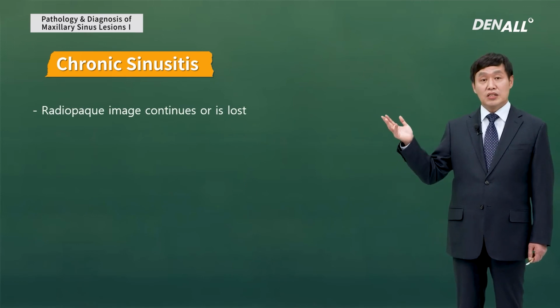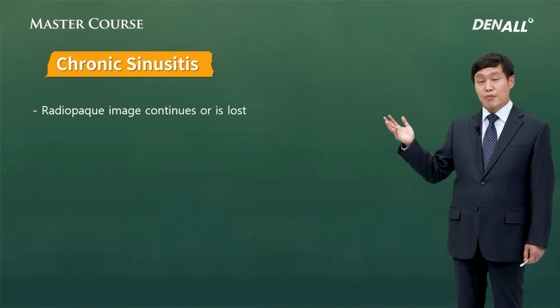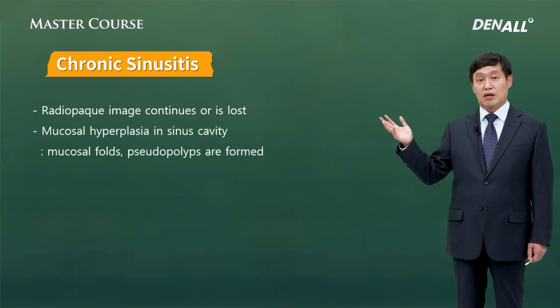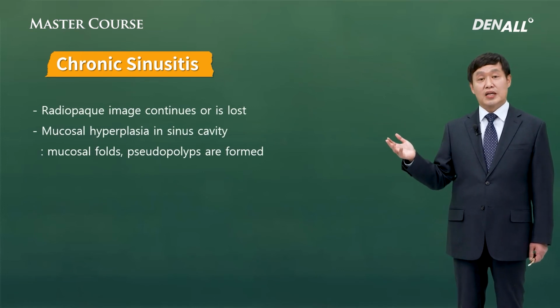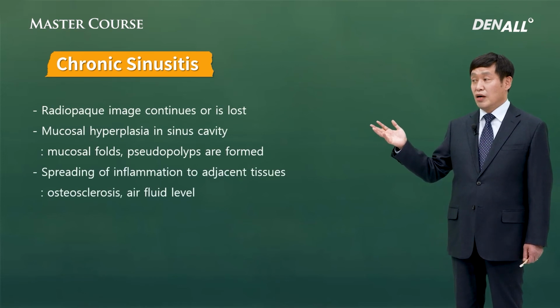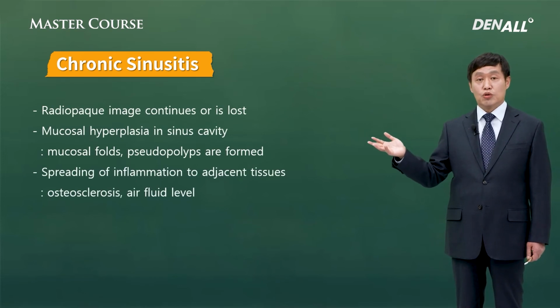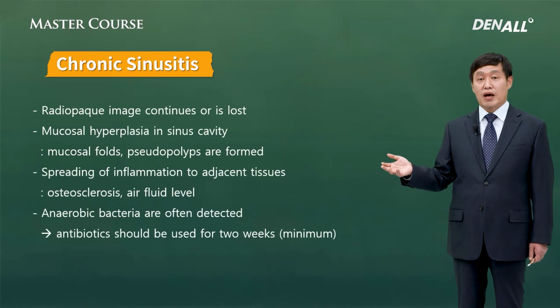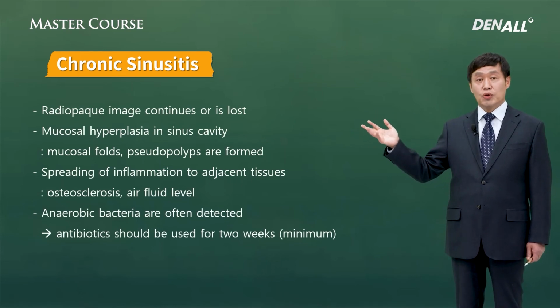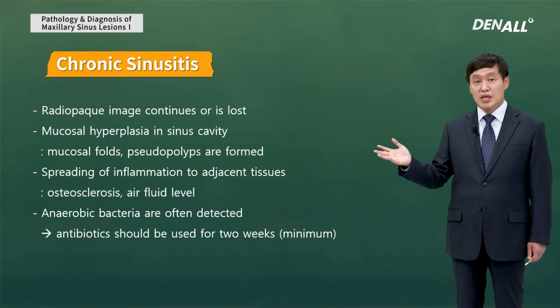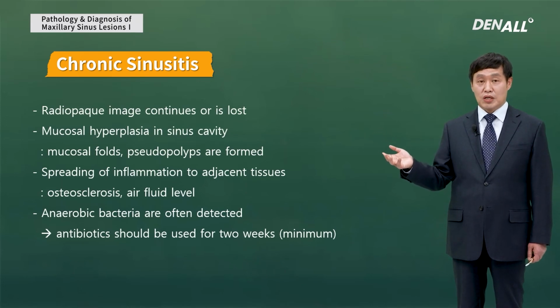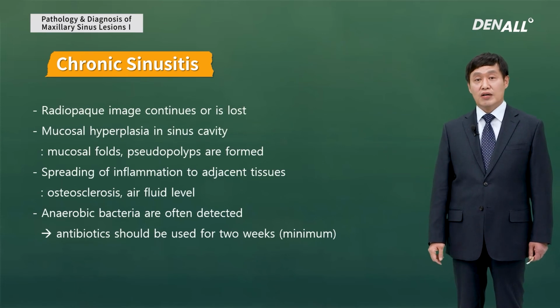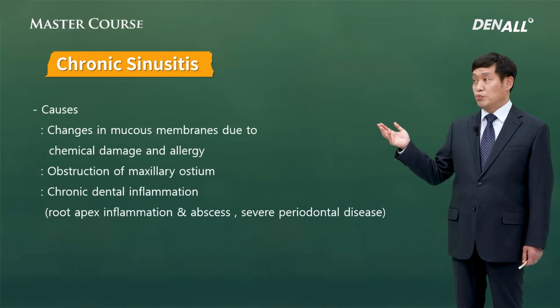In the case of chronic sinusitis, there are radio-opaque images and mucosal hyperplasia or thickening can be observed. There can be pseudopolyps as well. This can spread to adjacent tissues. If chronic sinusitis continues to progress, anaerobic bacteria can be detected. In this case, you need to prescribe antibiotics for at least over 2 weeks.